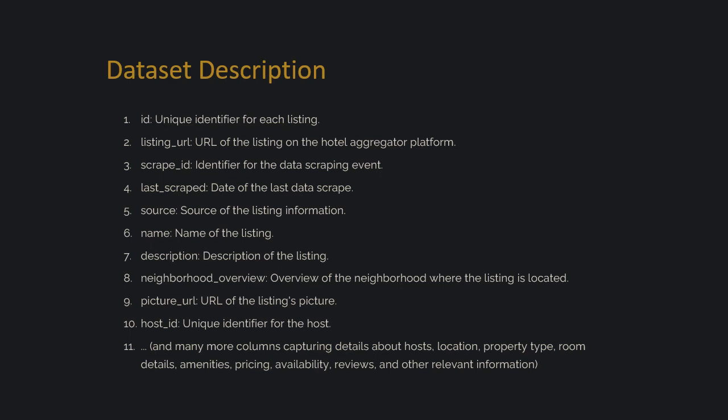Dataset description: the hotel aggregator dataset is a CSV file. It contains a lot of columns and rows, more than 2 lakh rows. It contains ID, listing URL, scrape ID, last scraped, source, name, description, neighborhood, picture URL, host ID. Here I took the most needed columns to find relations, visualizations, and correlations.